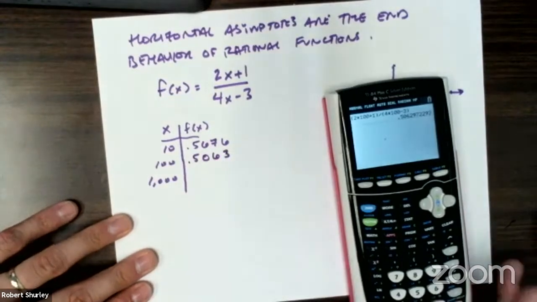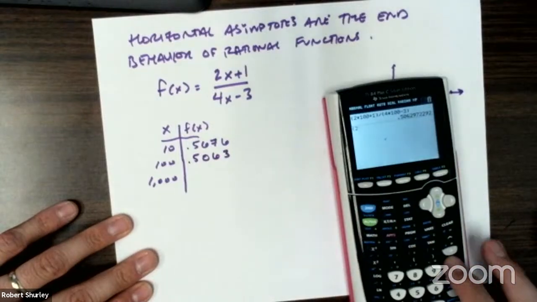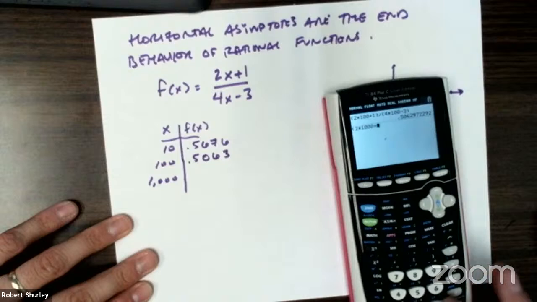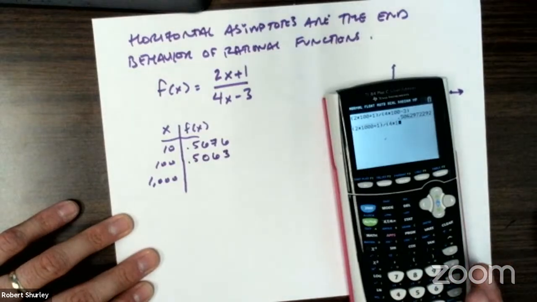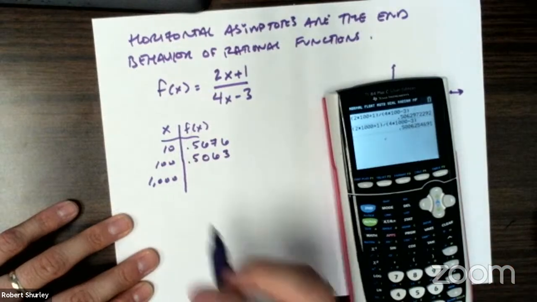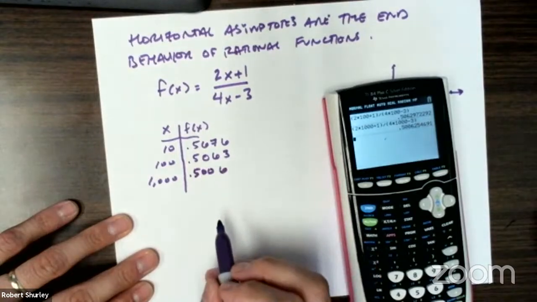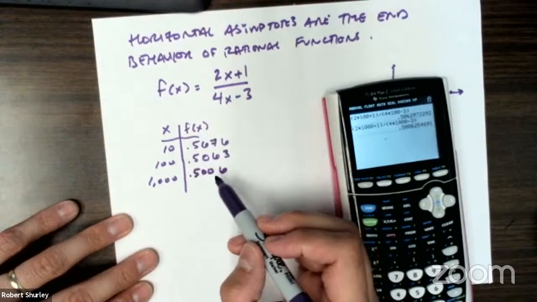I round to 4 decimal places, right? So let's put in 1,000. 2 times 1,000 plus 1 in parentheses, divided by 4 times 1,000 minus 3. Oh, hey, we get 0.5006. Now notice, this looks like it's going to something.